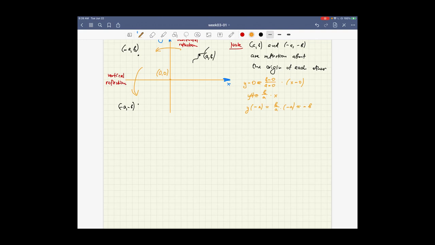Correct? This computation implies that the 3 points a comma b, 0 comma 0, and negative a comma negative b lie on the same line. Excuse me, they are collinear. Concurrent is something different. These 3 points are collinear. They lie on the same line.